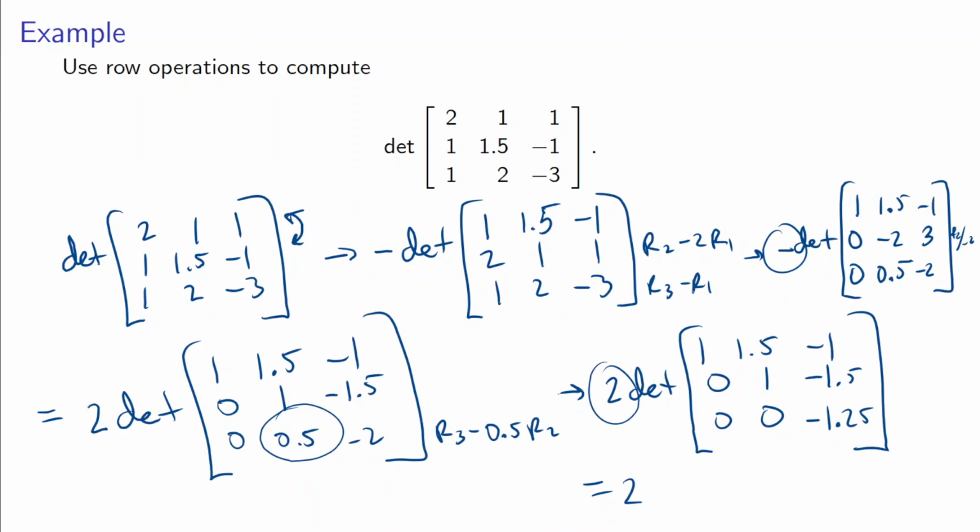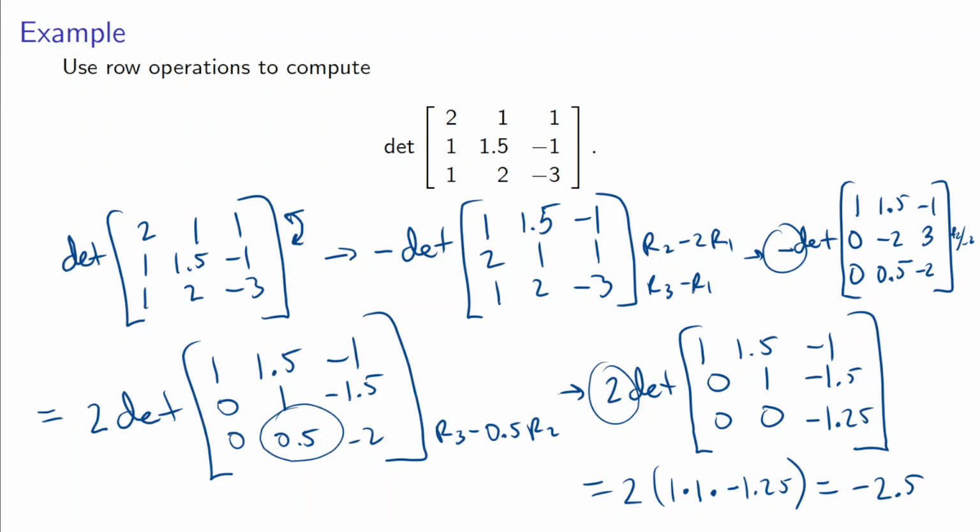And then the determinant of this matrix here is just going to be 1 times 1 times -1.25. And so the final answer here is 2 times -1.25, which is -2.5. Okay, so the determinant of that original matrix is just -2.5.